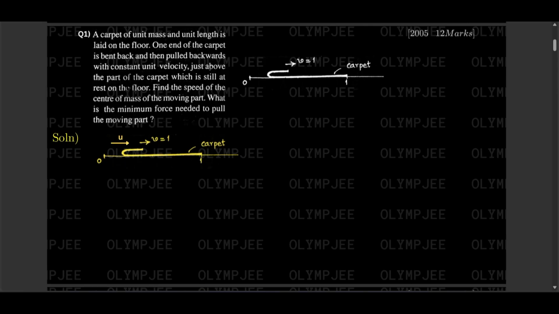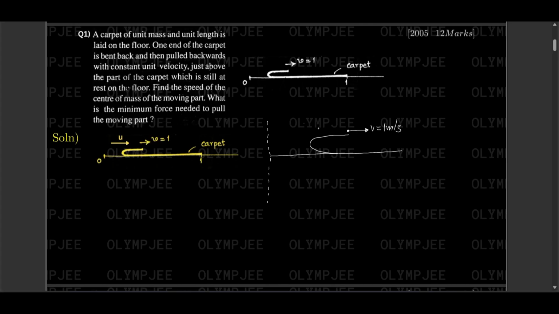So there are two parts in this question. Let us begin with the first part. The situation is something like this. This end is being pulled with a velocity of 1 meter per second, and let us assume that this is the origin.